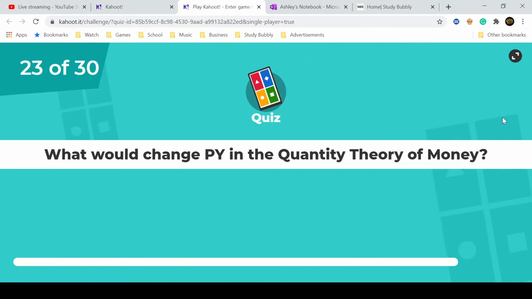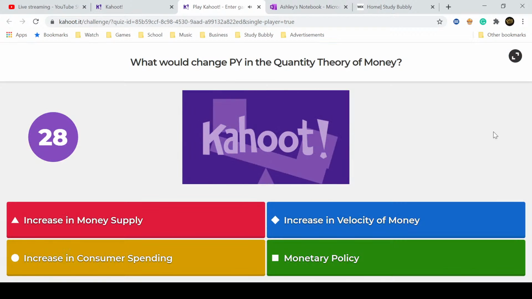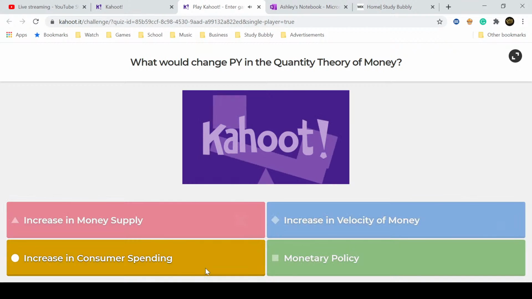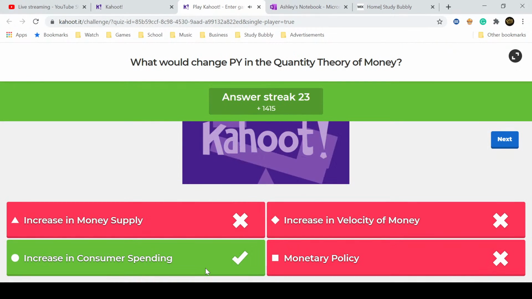What would change PY in the quantity theory of money? So the quantity theory of money is MV equals PY, so money supply and velocity equals GDP. Basically, that's what PY is. P is average price level, and Y is real GDP. Put those together, that's basically GDP. Consumer spending is the only thing out of all these options that affects GDP. The other things all affect MV, money supply and velocity. Again, monetary policy has to do with money supply, so that's why it's on the MV side and not GDP.